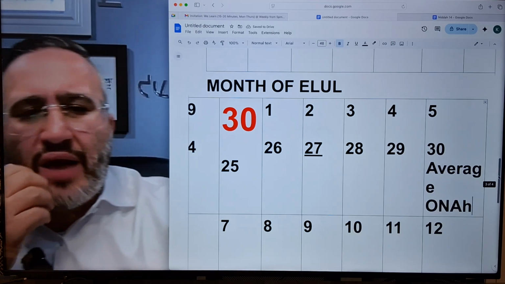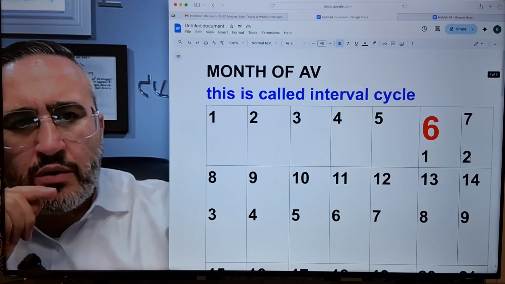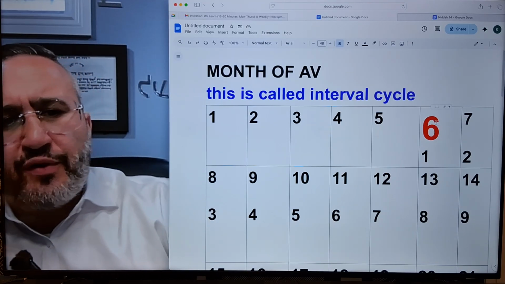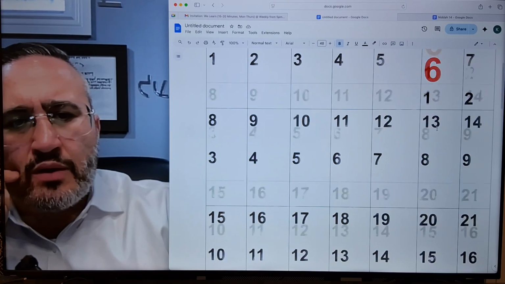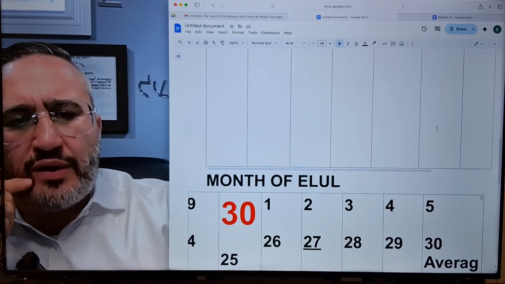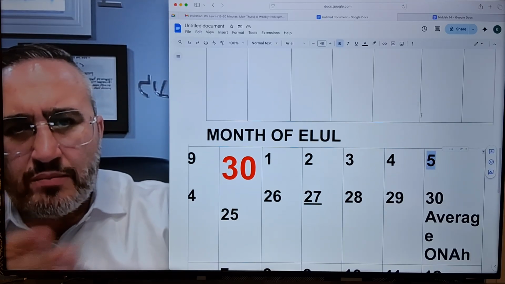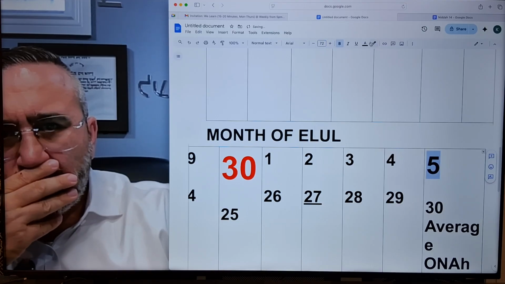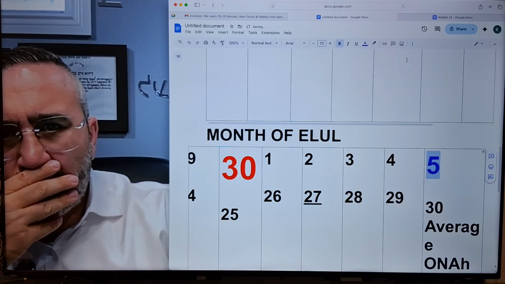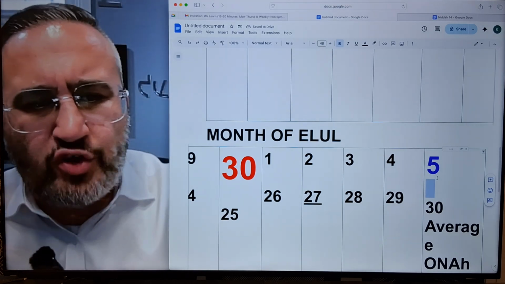This over here is going to be her average Ona. What happened was like this. Rabotai, listen to this very carefully. A woman got her period on the 6th of the month, let's say in the month of Av. She's waiting to get her period on the Benunit, on this day right over here. She's waiting to get a period on the average Ona, which is day 30.